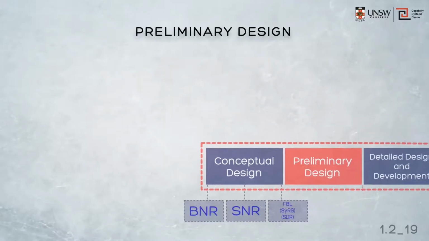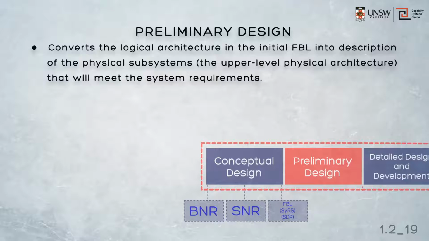The aim of preliminary design is to convert the functional baseline into an upper-level physical description of the system. That is, we're now going to go on and describe the hows of the system. Preliminary design is therefore the stage where the logical design is translated into the physical design, and so the focus shifts from the problem domain to the solution domain, and most likely from the customer to the contractor.